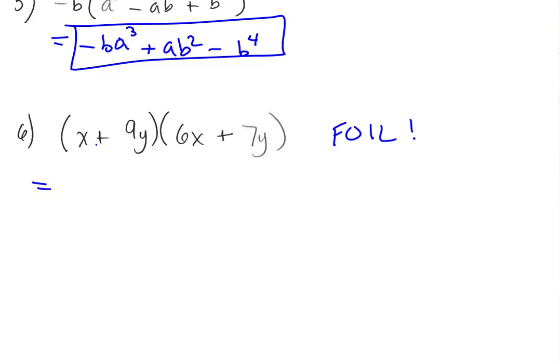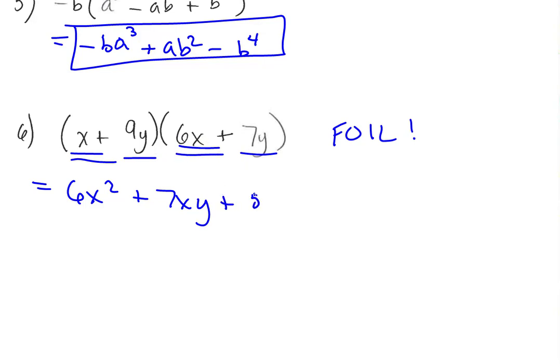First times first would be x times 6x. That would be 6x squared. Outer times outer would be x times 7y. That would be a plus 7xy. And inner times inner would be a 9y times a 6x. That would be a 54, so positive 54xy. And last times last would be 9y times a 7y, which would be a positive 63y squared.